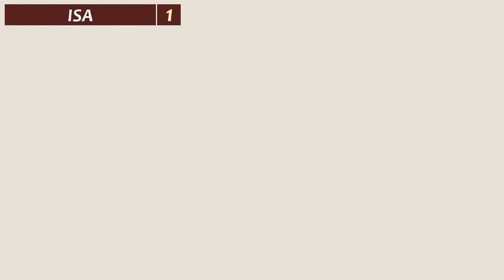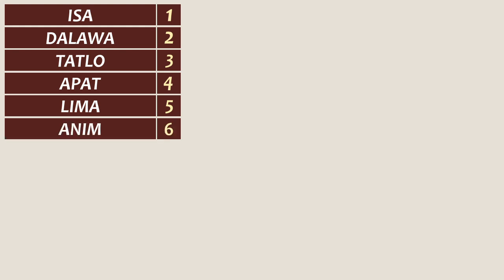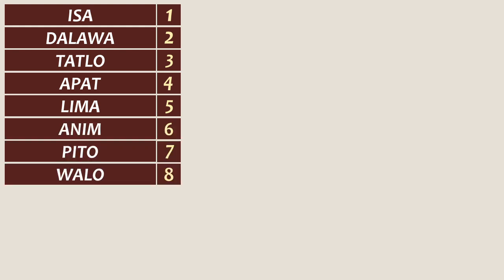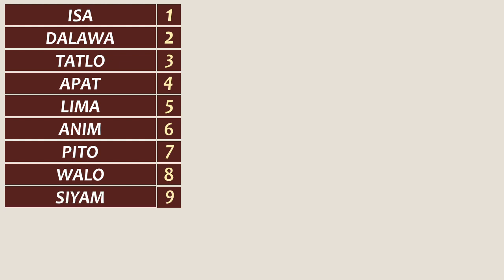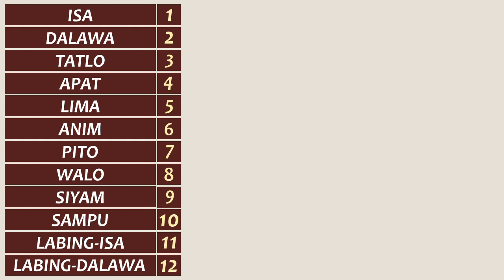Okay, first I will teach you how to say the numbers 1 to 12 in case you're not familiar with them. So it is isa, dalawa, tatlo, apat, lima, anim, pito, walo, siyam, sampu, labing isa, labing dalawa. When telling time, you start with ika and then attach the Tagalog number, and then add nang and then the time of the day.